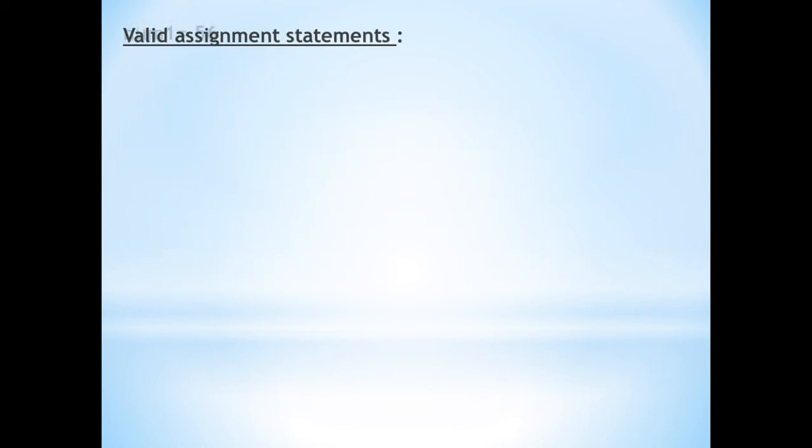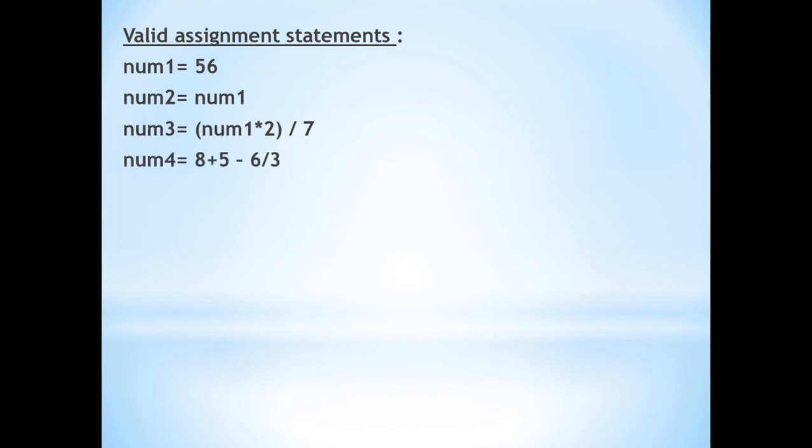Let's see some valid assignment statements. Num1 equal to 56. A value is assigned to a variable, so it is valid. Num2 equal to num1. In the RHS one variable is given and in the LHS a variable is given, so the value of num1 is assigned to num2. It is valid. Num3 equal to num1 star 2 slash 7. The result of the expression will be assigned to num3, so this is also valid. Here an expression involving values is on the RHS, so the result will be automatically assigned to num4. So this is also valid.